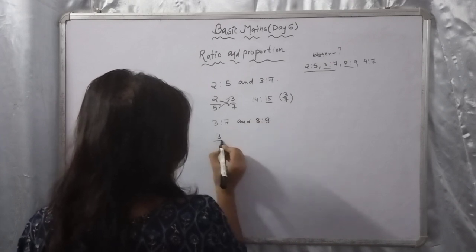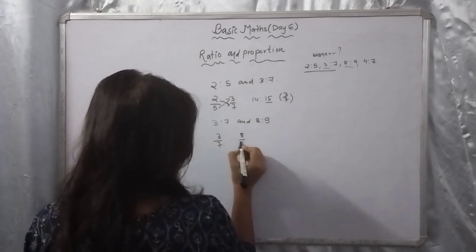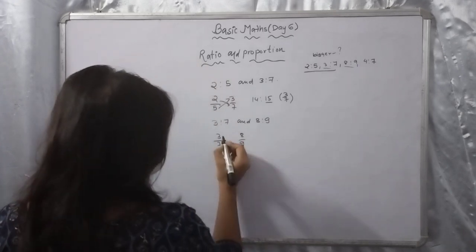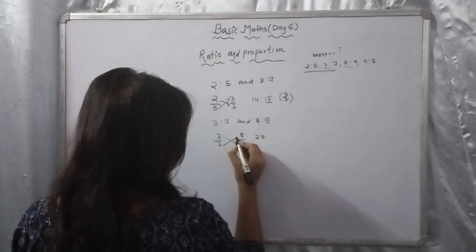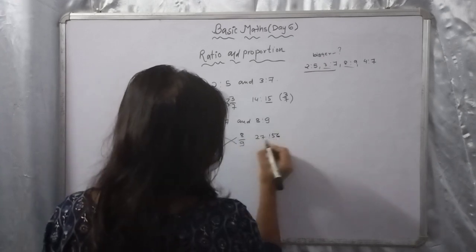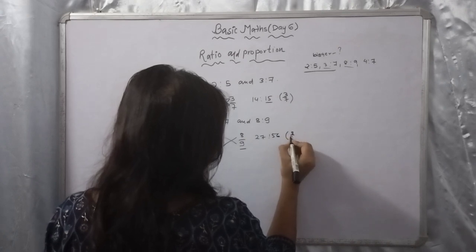Fine. 3 by 7, 8 by 9. In between these two, first multiply this. 9 threes are 27. Then this 56. Now this is bigger. 8 by 9 is bigger.